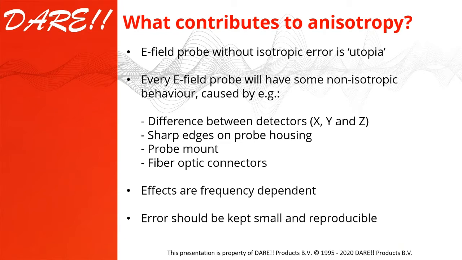But another contribution could also be the probe mount. Your probe has to be positioned in the field in a certain way. Typically, you use a probe mount for this, which in many cases is fixed, connected to the probe. This will have some dielectric effect and means that the field probe is not perfectly symmetrical anymore. And last, the fiber optic connections, certainly if you use reflective connection parts, these will also give disturbances of the isotropic performance of the probe.